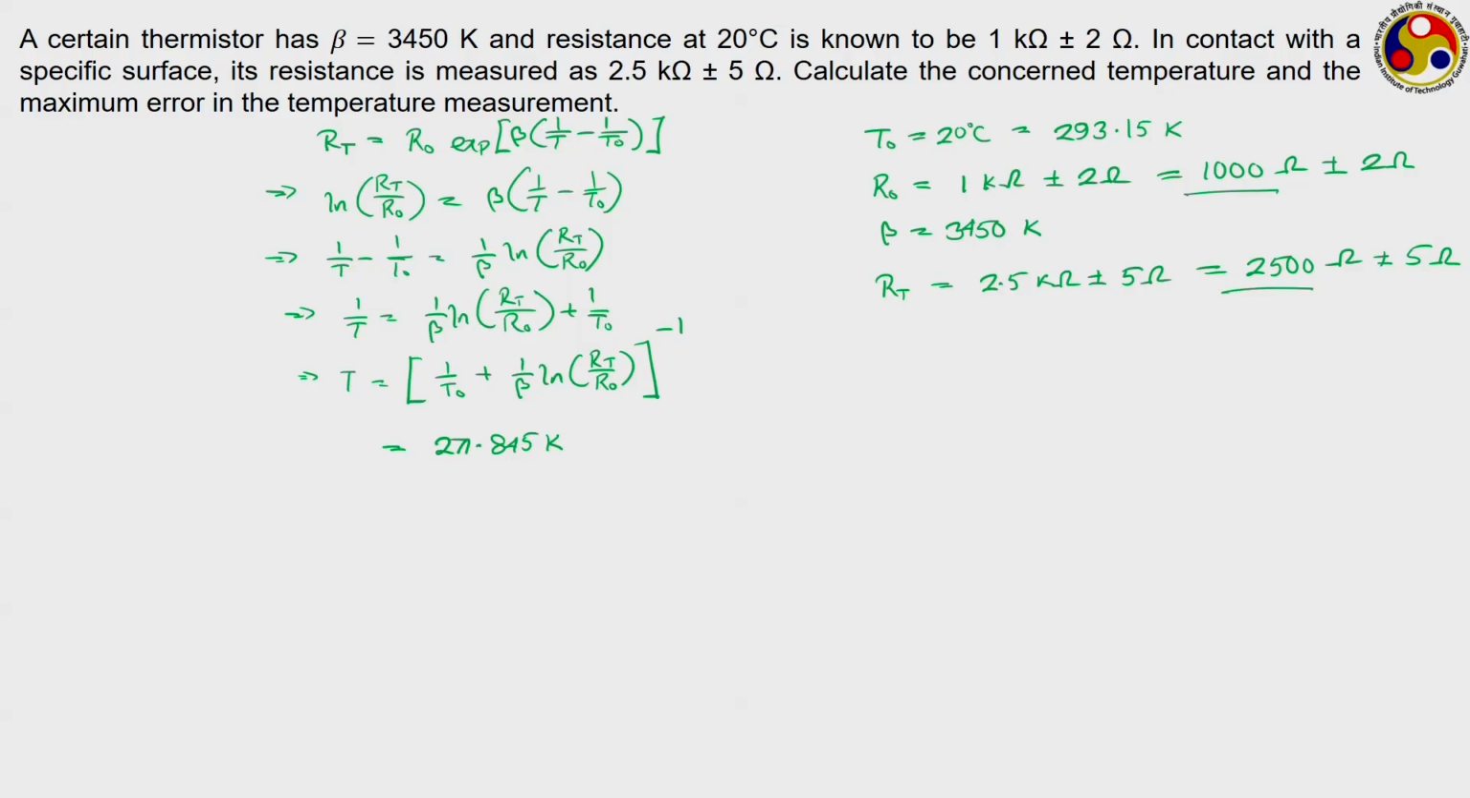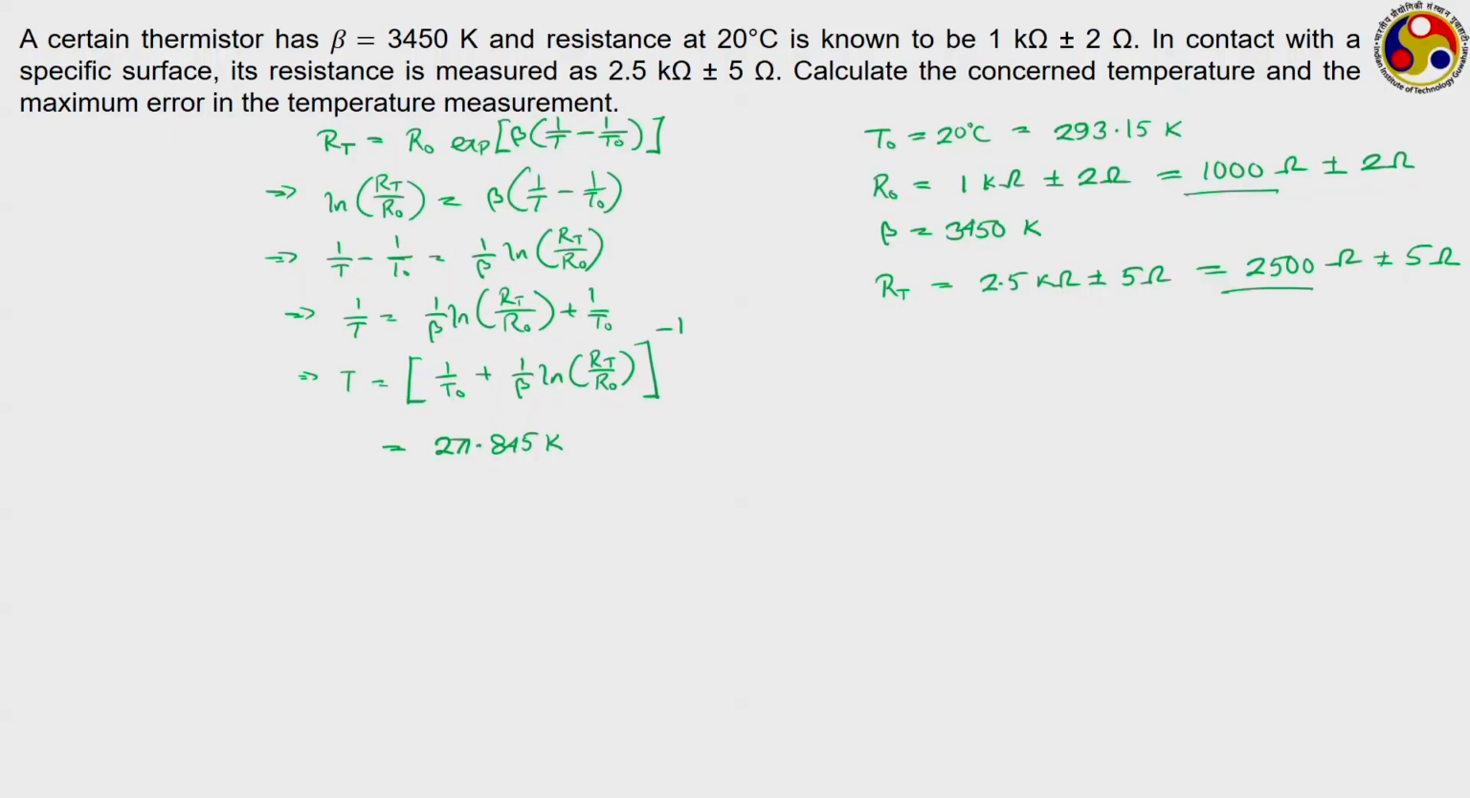Now, you have to calculate the uncertainty. Just think about how in the very first week we learned to calculate the uncertainty; the same principle we have to make use of here. We have uncertainty involved in the value of RT and R naught, not in the value of beta and T naught.